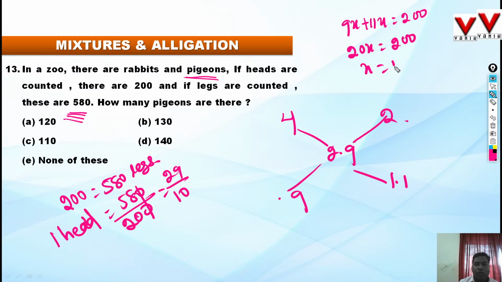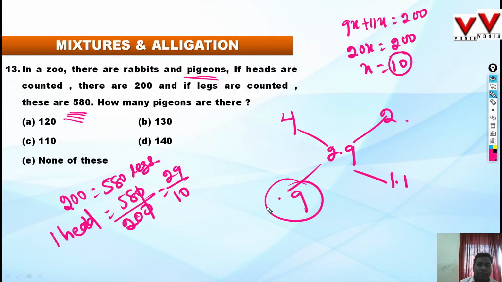If x is equal to 10, then 9x is equal to 90 and 11x is equal to 110. What is 110? Number of pigeons. Then what is 90? Number of rabbits. The question: how many pigeons are there? 110. Option C is our correct answer. Clear? Come to the next number.